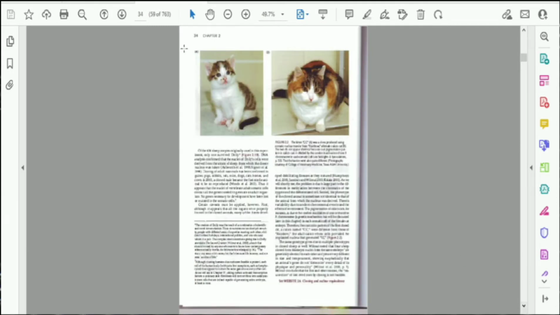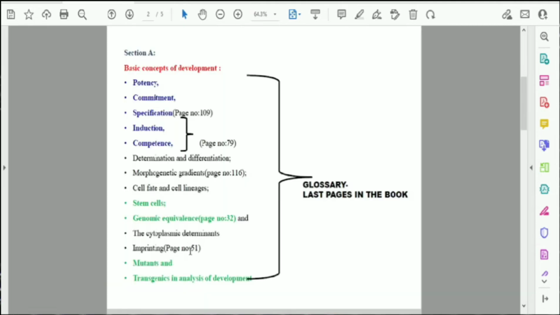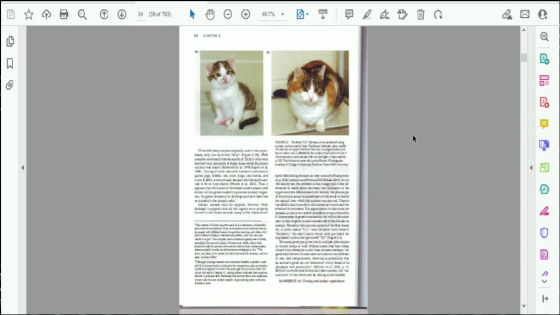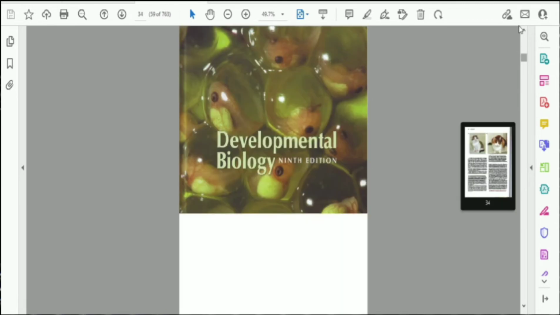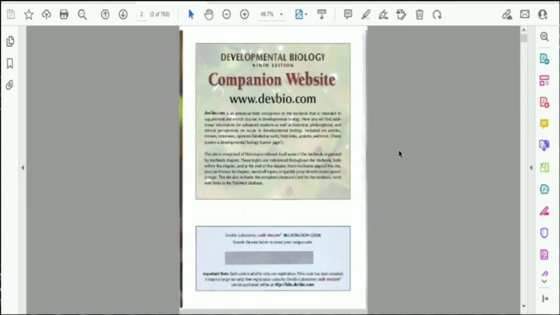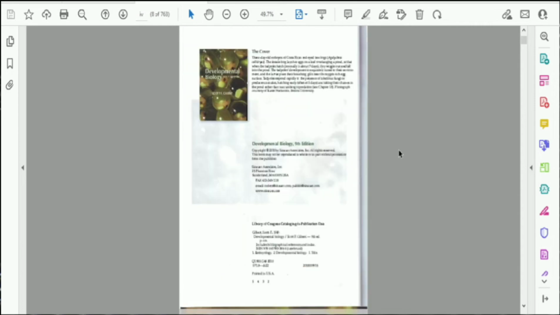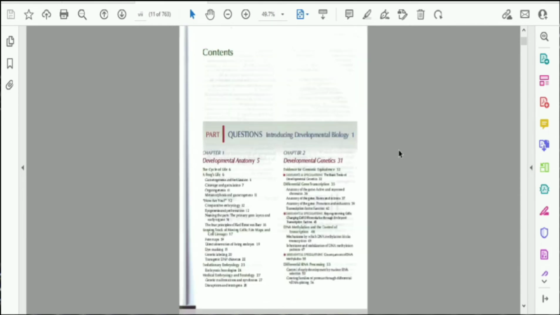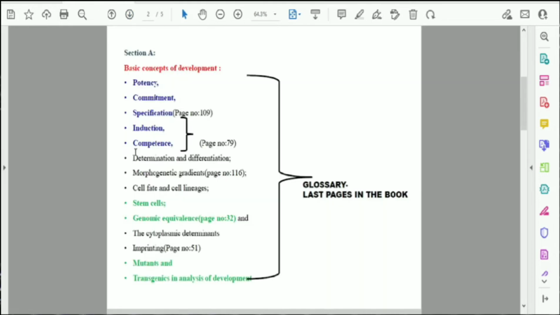Also, this last topic, transgenic analysis of development, has been given in chapter number 2 in developmental biology. So if you go to chapter number 2, this developmental genetics you have to study fully. Better to leave those topics which I highlighted in green color and study topics which I highlighted in blue color.